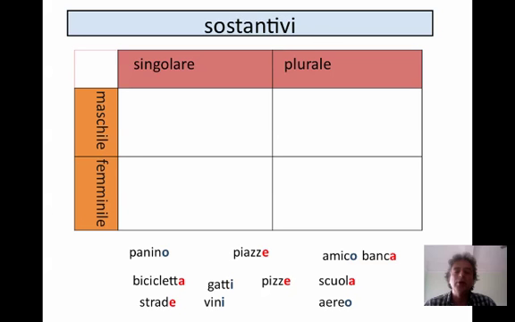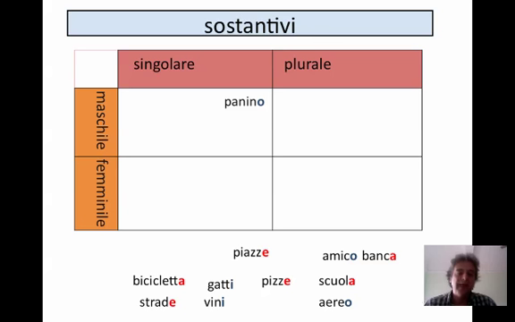Here's the chart. We're going to place each one of these words, regardless of the fact that you may not even know what it means. You should, by now, be able to identify the word as being either masculine, feminine, singular, or plural. So panino, for instance, ending o, and as we said, like Mario, it's masculine, it's one, so it will go in that spot of the chart.